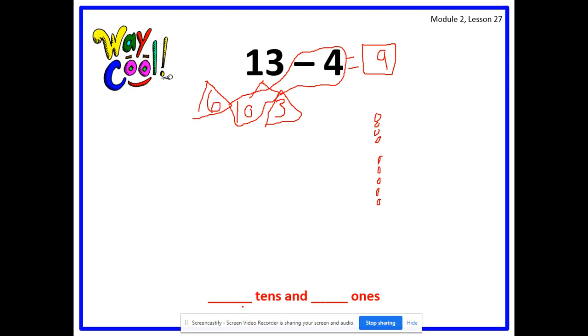So do we have any 10s? Get ready. No. So we should have put 0 10s. And how many 1s? Get ready. Yes, 9 1s. So this one was a little bit challenging. But give yourself a kiss on the brain for trying.